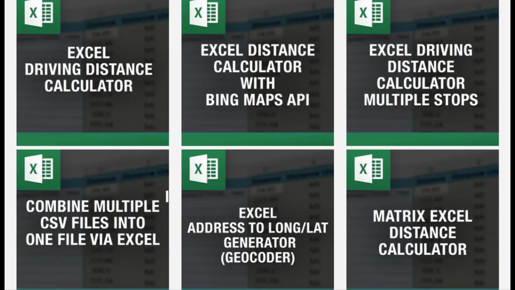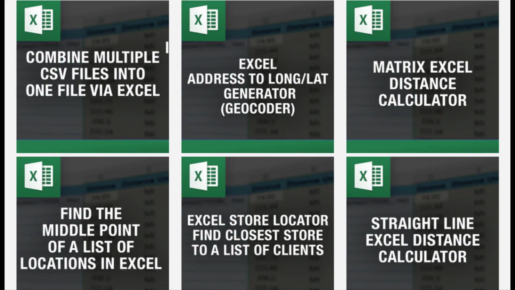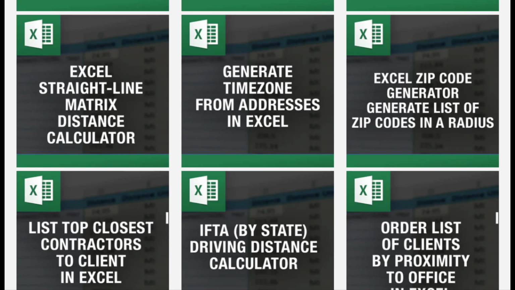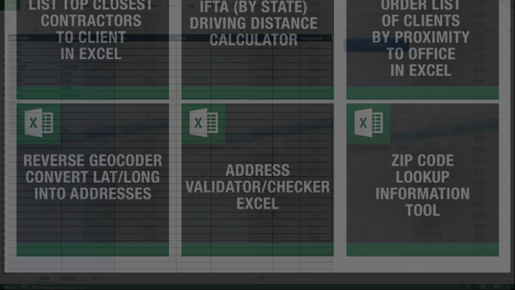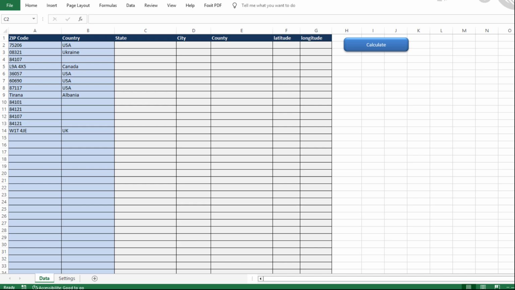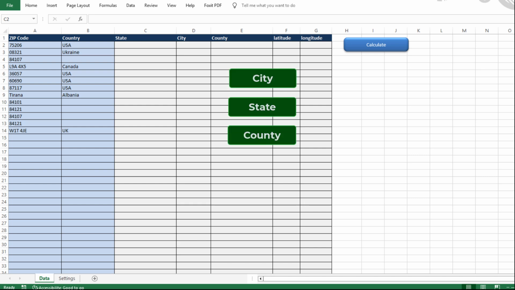For over 16 years, we've been helping people save time, save money, and make their work easier by creating tools that automate certain processes. Today, I'll show you a tool that helps you find the city, state, and county just by entering a zip code.